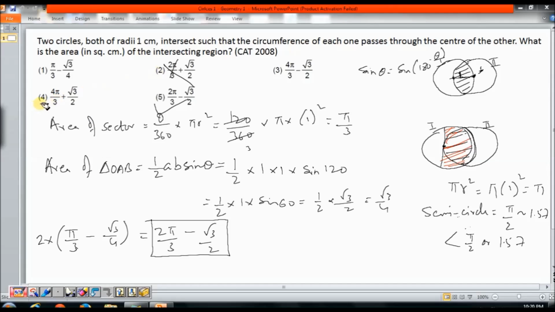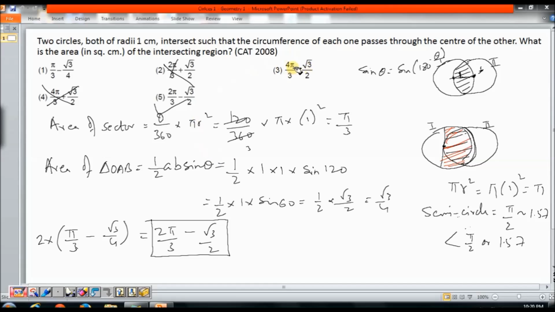With the same reasoning, I can eliminate 4, because here I have 2 pi. Instead of that, here I have 4 pi. So this option 4 is even going to be greater than 2. So option 4 also cannot be my answer. Pretty straightforward, right? So till here I think it is fine.